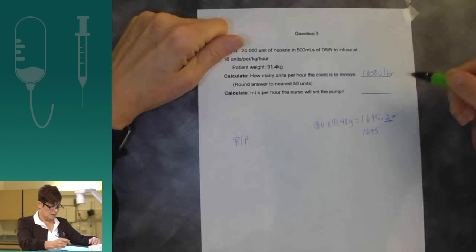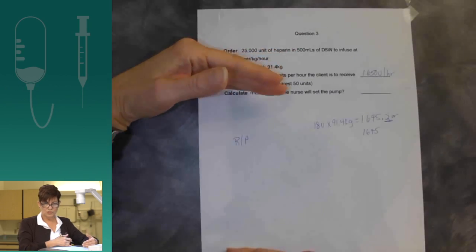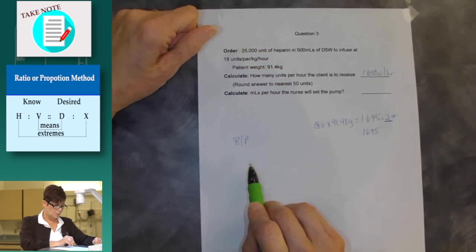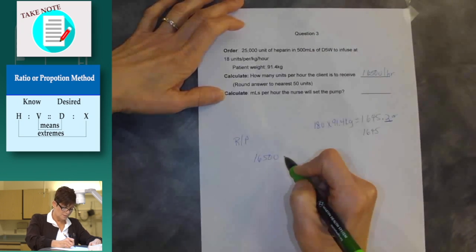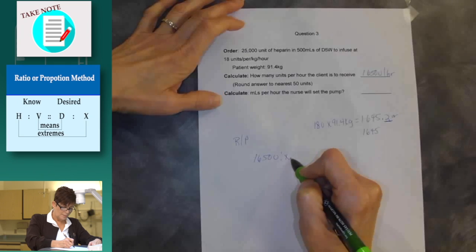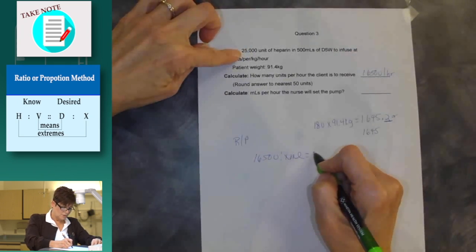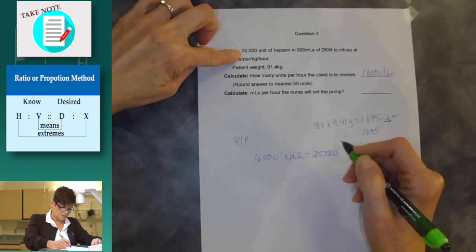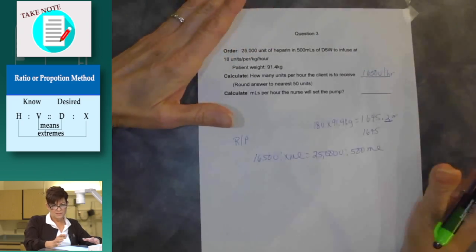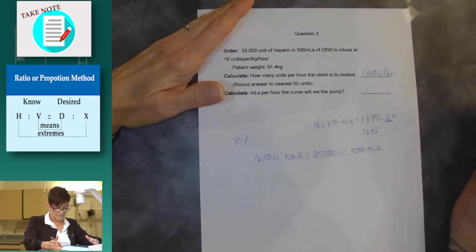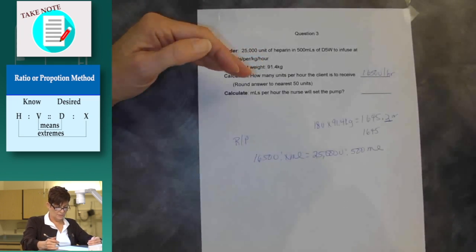Now, the second part, we're going to use our ratio and proportion or desired over have. So I'm going to show you both methods. So ratio and proportion, we have 1,650 units. We don't know how many mLs we need, and we know we have 25,000 units in 500 mLs. Now, some of this, the multiplying can be a little bit confusing because you have a lot of zeros, but it depends on you how you want to calculate it.